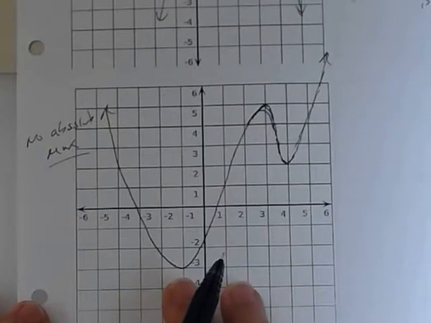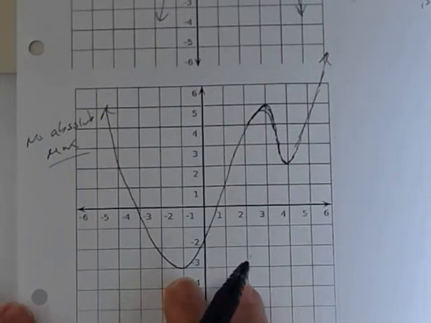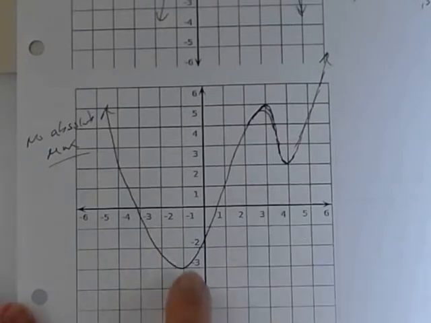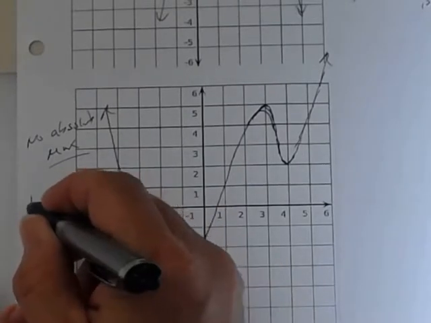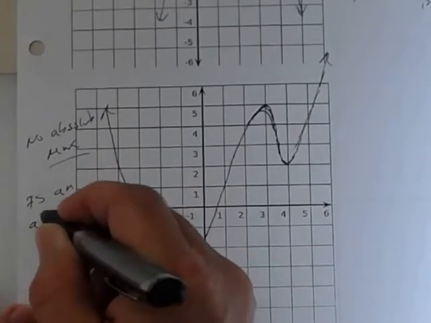Is there an absolute minimum? Yes, there is a smallest y value. You can pinpoint it. What is the absolute smallest y value? Where does it occur? Very good, at -3. All right, so there is an absolute min.